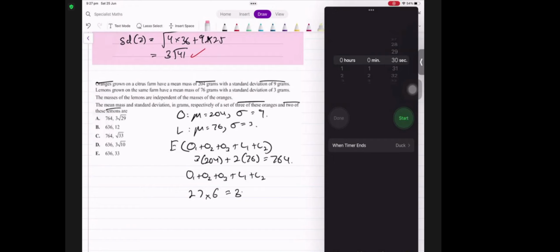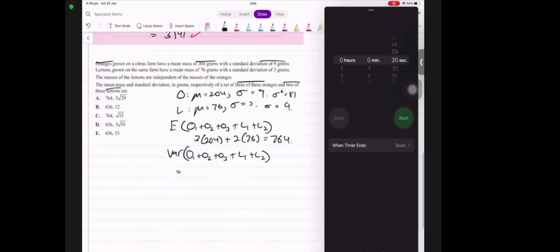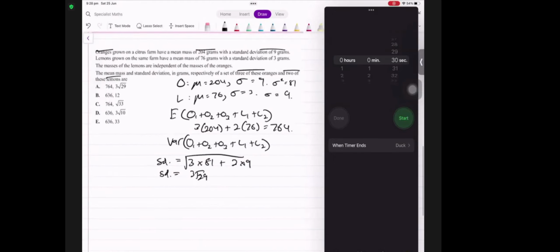Oh, that's standard deviation. Sorry, let me redo that. Let me get variance first, just to make it easier. The variance here is 81, and the variance here is 9. So 3 times 81 plus 2 times 9, and then we just take the square root for the standard deviation. I think you should get 3 root 29. Quick check: 3 times 81 plus 2 times 9. Yeah, 3 root 29. So that's how you get that one.